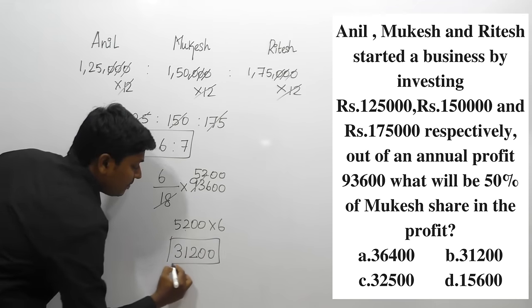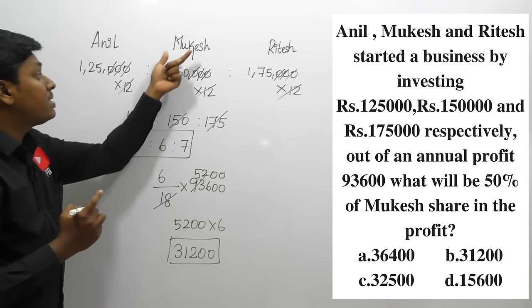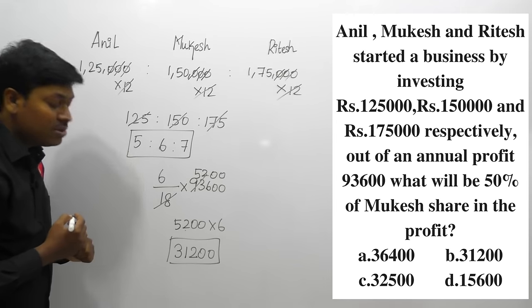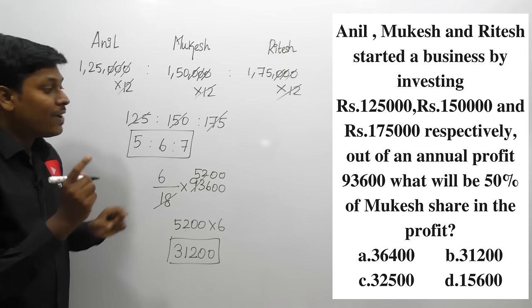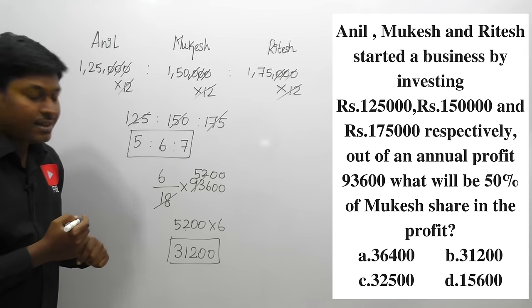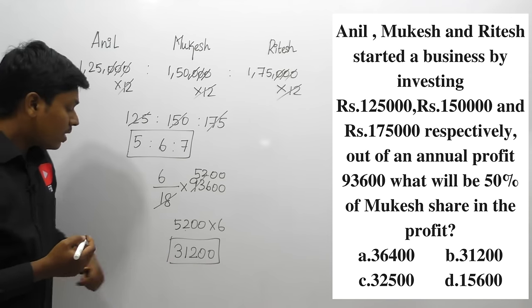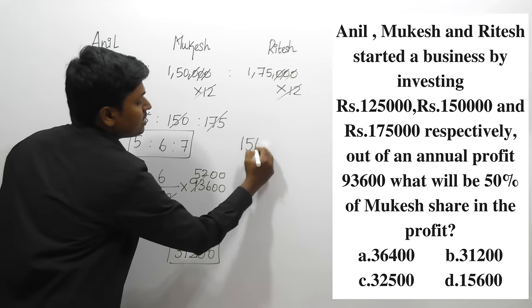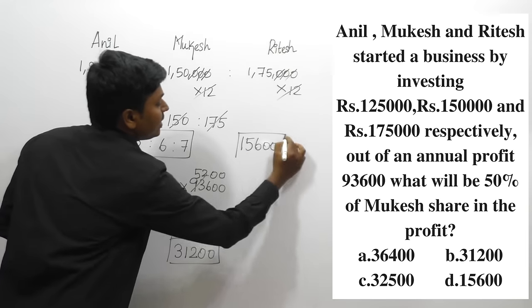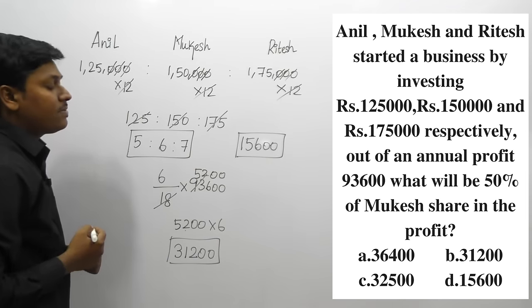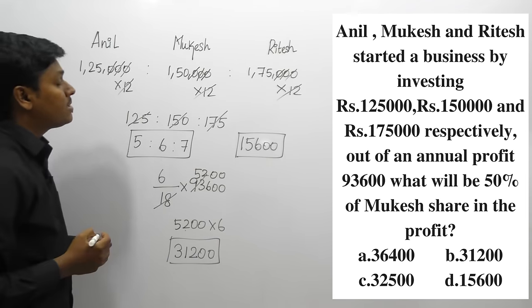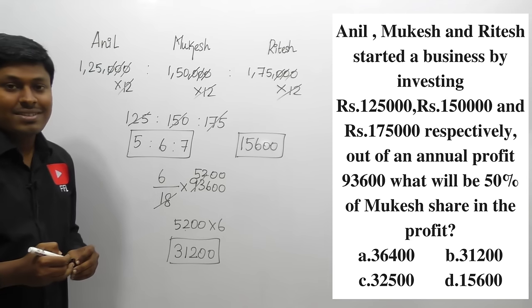So friends, finally we have calculated the share for the person Mukesh, that is 31200, but our target is to find 50% of Mukesh's share, right? So for this 50%, when 50% is half the amount, right? So half the amount will be 15600. So finally we can say that 50% from the profit for the share for the person Mukesh will be 15600.